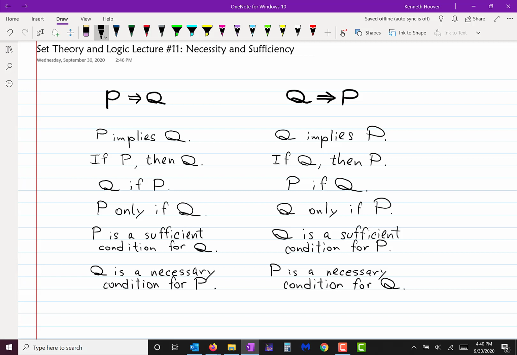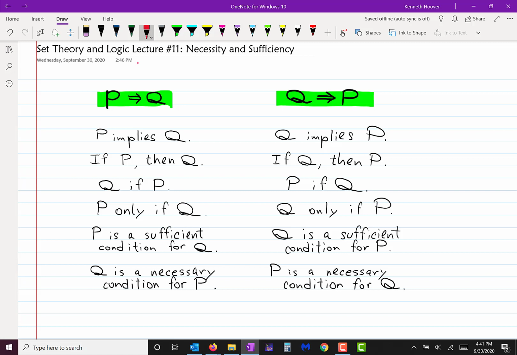Now, let me ask you a question. Are these two things logically the same? The answer is, of course, no. They're very different. And if you ever need to convince yourself of that, just use the phrase, my car is out of gas, for P, and my car will not run, for Q.